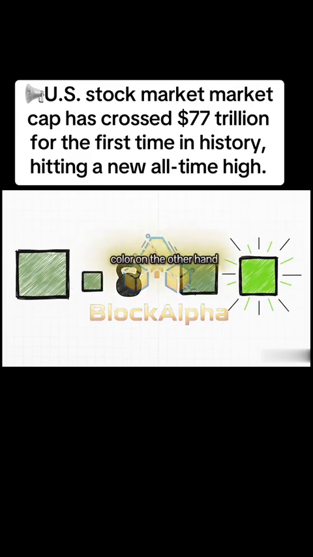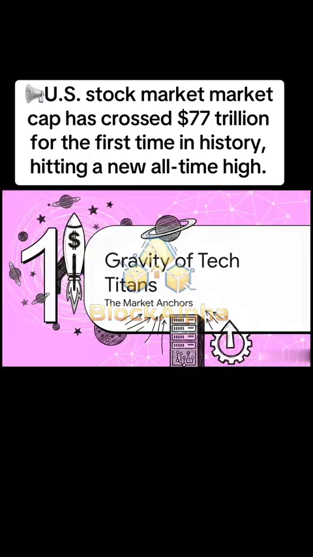Color, on the other hand, tells us its daily performance. So today, green means the stock went up. And the brighter, the more intense that green is, the bigger the positive daily movement. If a stock had dropped, it'd be shaded red. So, size is total value, color is today's momentum. Simple enough, right?